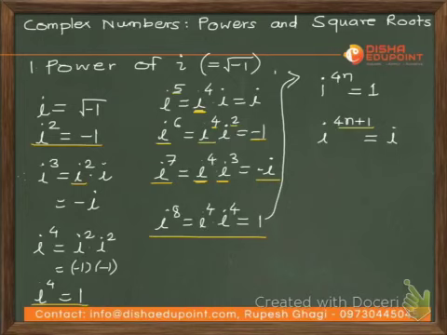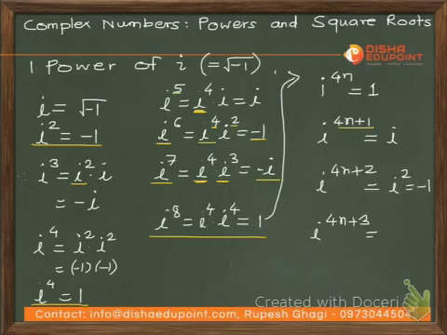Hence i to the power 4n plus 2 will be always equal to i square, right? That is equal to minus 1. And i to the power 4n plus 3 will be equal to i cube, which is equal to minus i. So we can find out for any such numbers now, right? Let's say for example, i to the power 5, right? We know i to the power 5 is of the form 4n plus 1, hence i to the power 5 is equal to i, right?